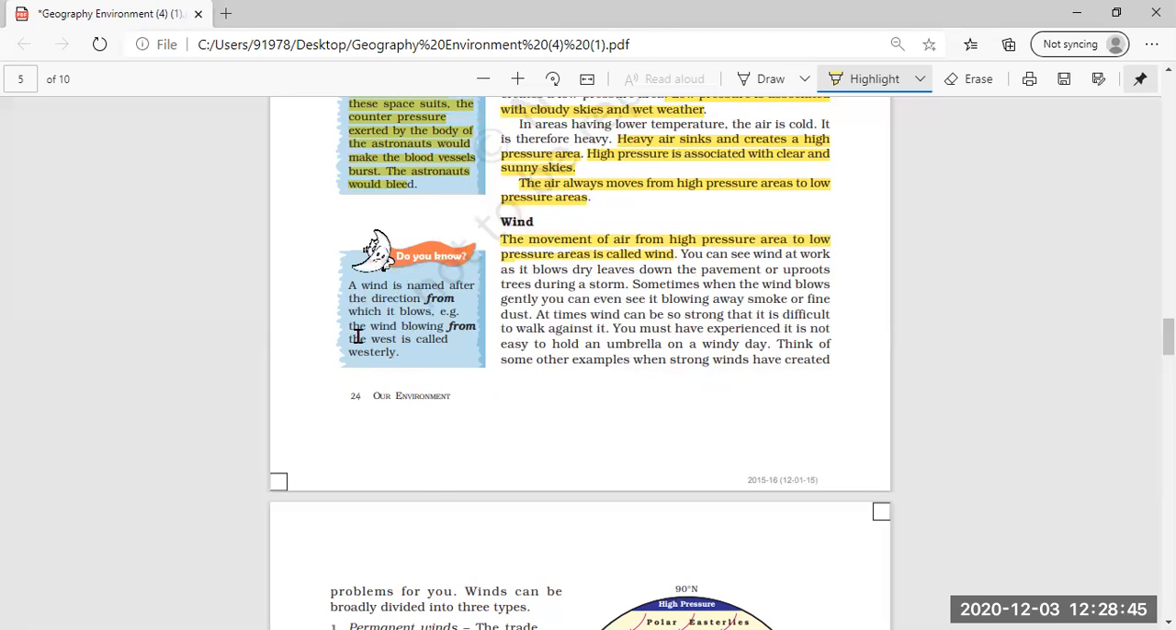Now, do you know the wind is named after the direction from which it blows? That is, the wind blowing from the west is called westerly. The wind is known by different names. The wind blowing from the western side is called westerly.